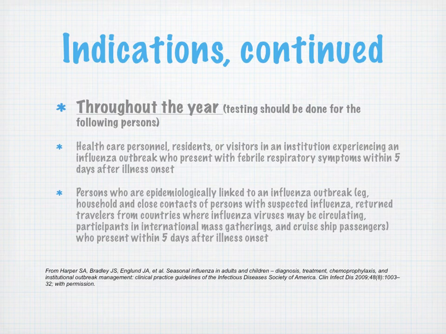We have 2 categories. Healthcare personnel, residents or visitors in an institution experiencing an influenza outbreak who present with febrile respiratory symptoms within 5 days after illness onset. For obvious reasons, this should be intuitive. Persons who are epidemiologically linked to an influenza outbreak. They define epidemiologically linked as household and close contact with persons with suspected flu, return travelers from countries where flu viruses may be circulating, participants in international mass gatherings, and cruise ship passengers. Just don't go on a cruise ship. Who present within 5 days after illness onset.